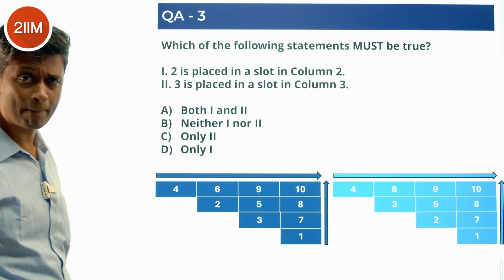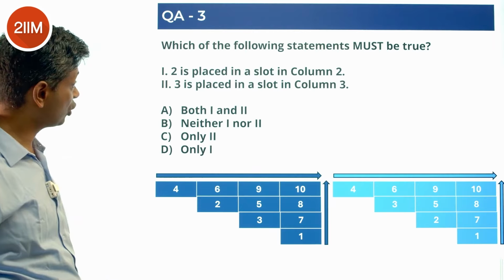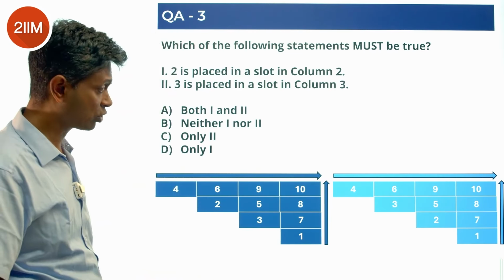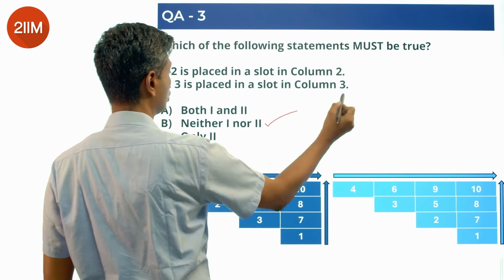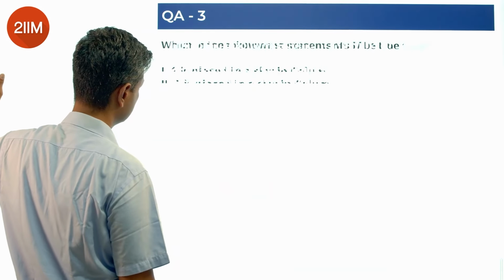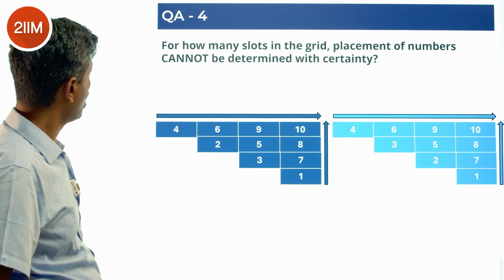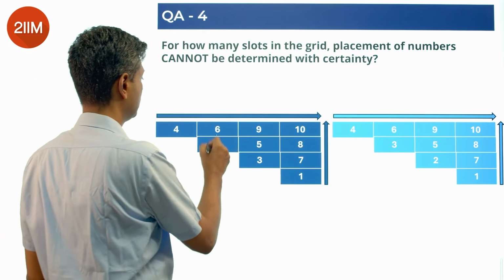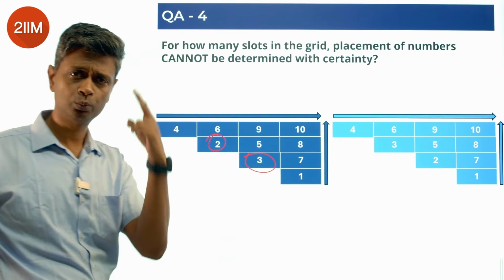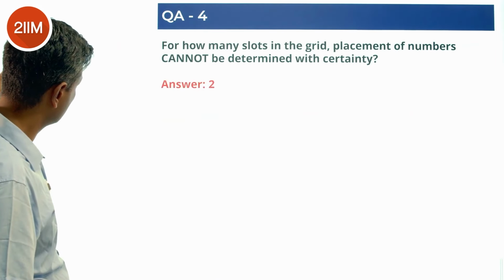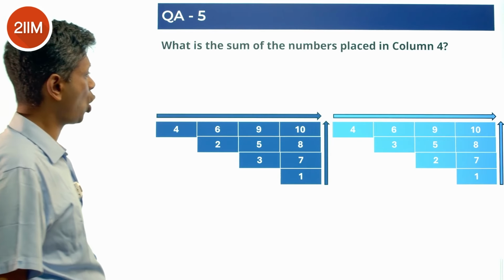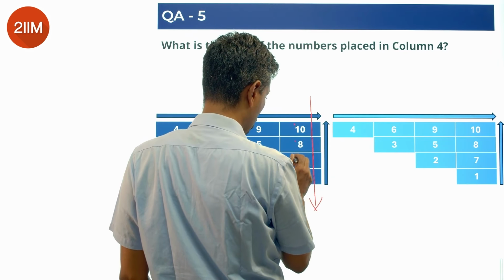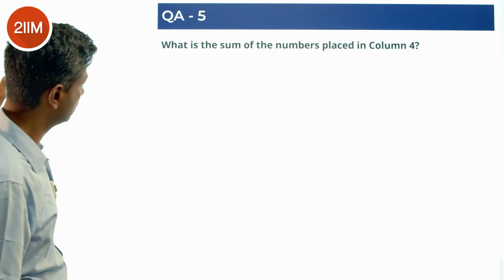Which of the following statements must be true? 2 is placed in a slot in column 2. No, 2 could be in column 3. 3 is placed in a slot in column 3. No, it could be in column 2. Neither 1 nor 2. Done. For how many slots in the grid, placement of numbers cannot be determined with certainty? These two. What is the sum of the numbers placed in column 4? Column 4 is fixed. No variability here. 10 plus 8, 18, 25, 26.